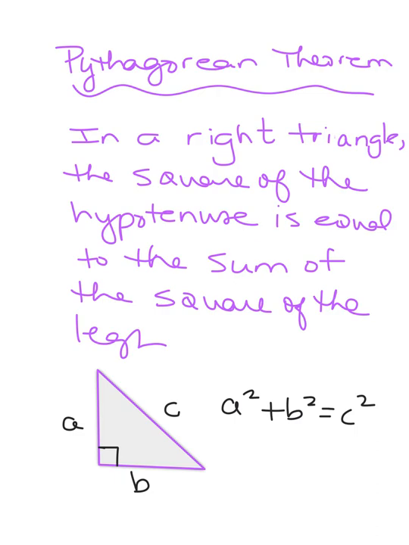The Pythagorean Theorem states in a right triangle, the square of the hypotenuse is equal to the sum of the squares of the legs. So if you look at our diagram, our C value, that's our hypotenuse, it's across from the right angle, and our legs are A and B. So the theorem states A squared plus B squared is equal to C squared. Now, this theorem only applies to right triangles.